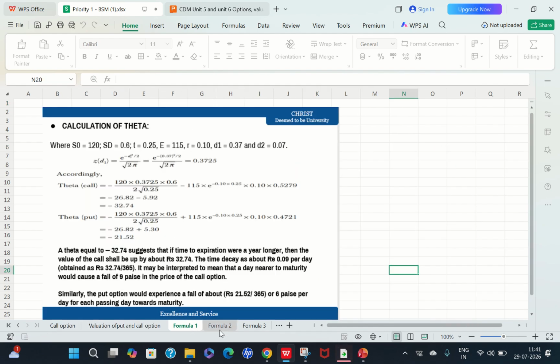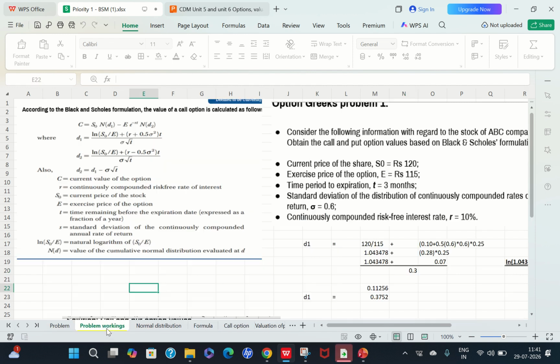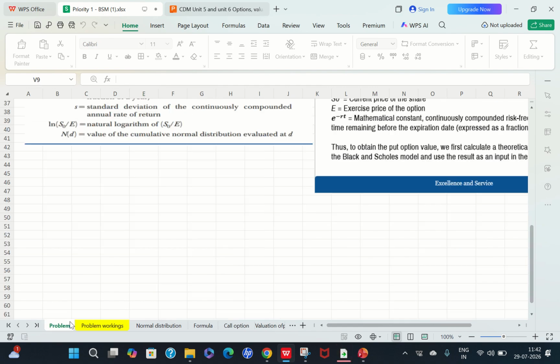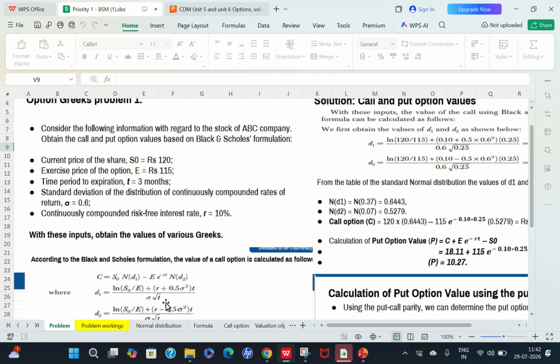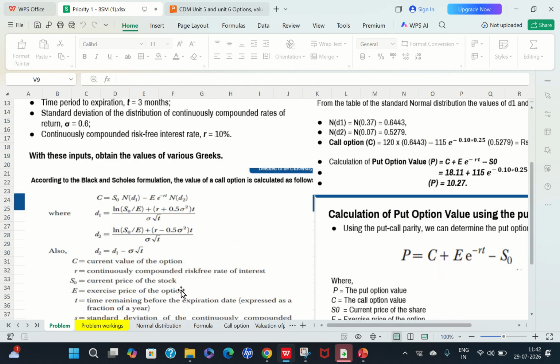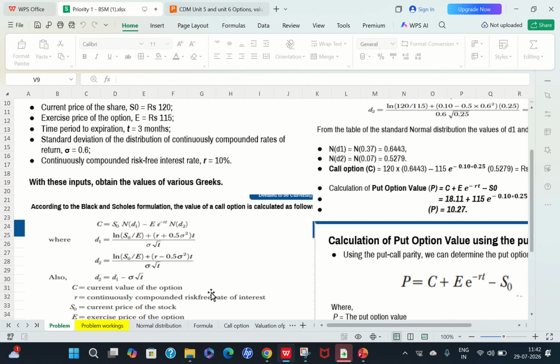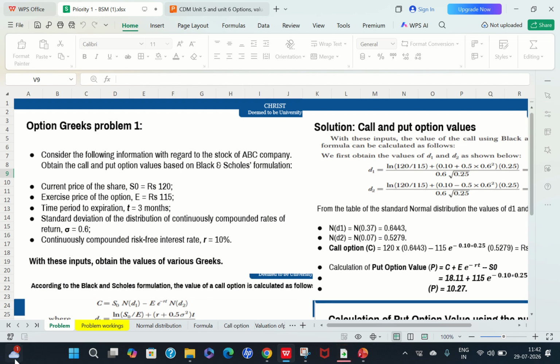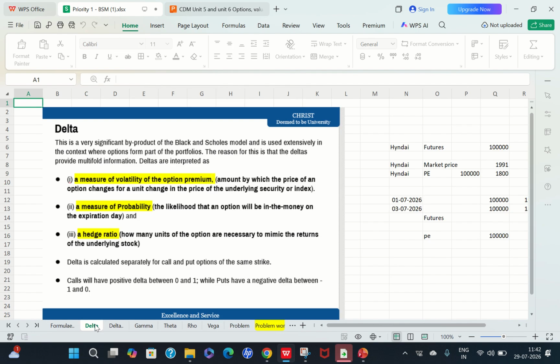Now we are getting into the next part, understanding how to derive, first, delta. There are two parts of this question. One is they've asked call option, put option. The other one is they've asked about the various components of Greeks. So first comes the part of delta.